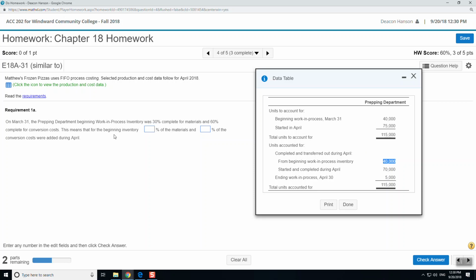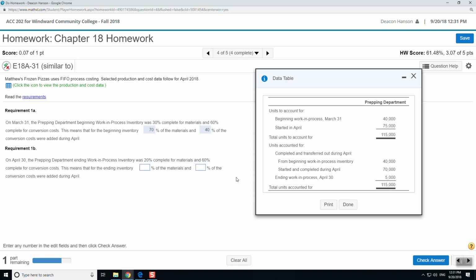Right, okay, so this means that the beginning inventory would be 70? Is that what you did? Yeah, 70% of the materials and 40, we're just taking it away from 100% of the conversion costs were added during April. Okay, so that makes sense. So when you start off, you're at 30%, so you need 70% more to get to 100%, right? So that means that 70% were added during April, okay? Because we're doing this for April, and that would be the same for conversion, right? When you start off, it's 60% complete. So for it to get finalized, it needs 40% more to get to 100%.